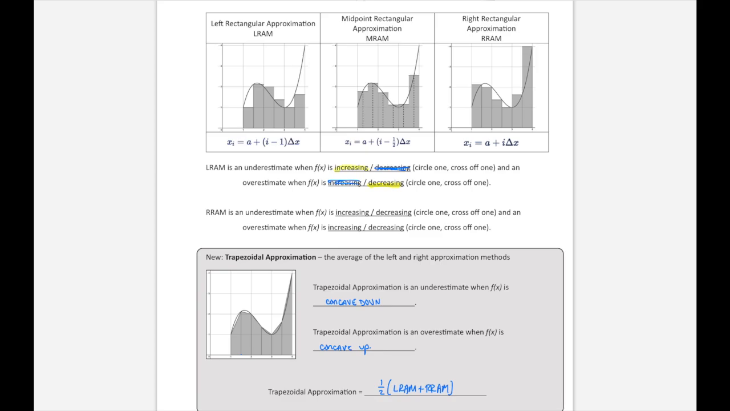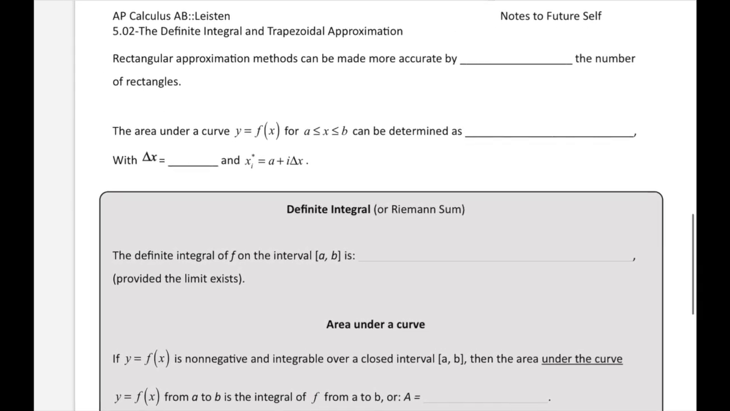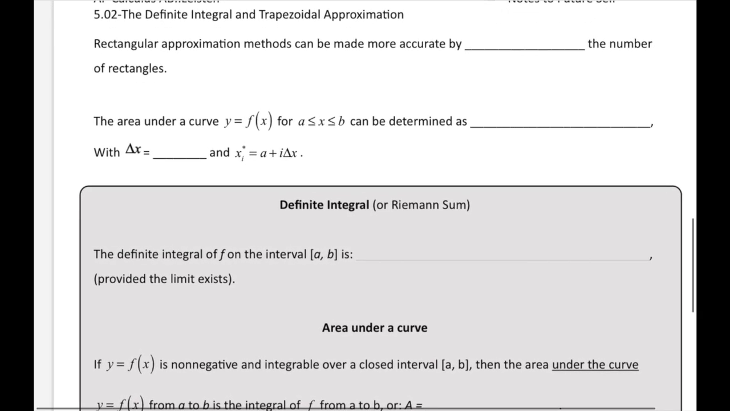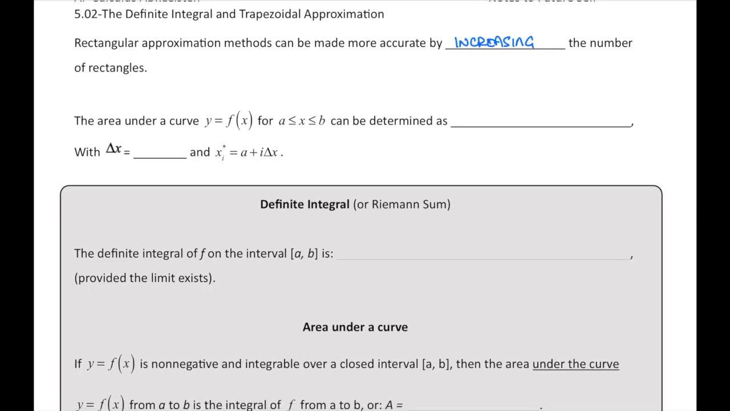These are just approximations. How can we get the true area under the curve? How can we take this and make it so fine that we know it's the exact area? Well, if we have 10 rectangles, if we have 100 rectangles, what if we keep on increasing that? So what we have is going to be called the definite integral. Our rectangular approximation methods can be made more accurate by increasing the number of rectangles. The area under the curve on an interval [a, b] can then be determined by increasing that without bound.